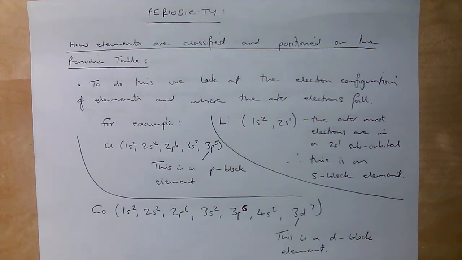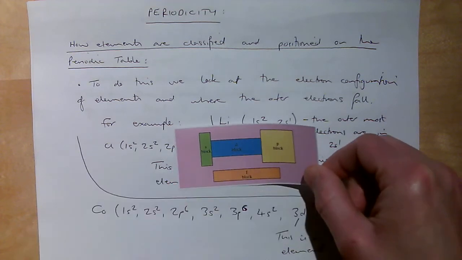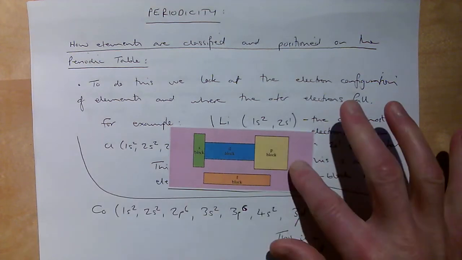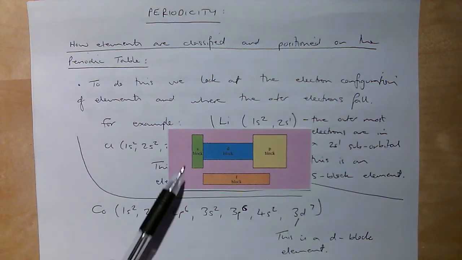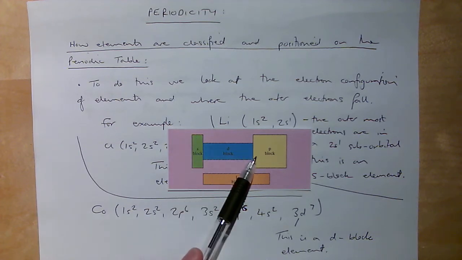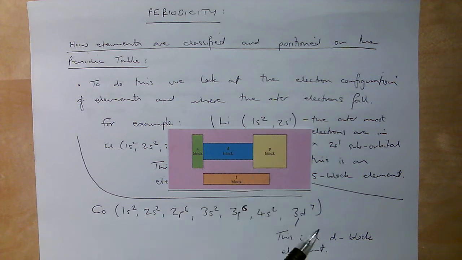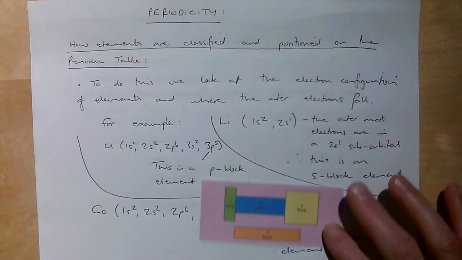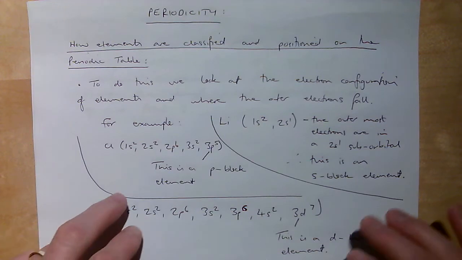And then if I introduce the periodic table here like this, you can see that all the elements that lie in this part of the periodic table are s block, these are my d block, and these are my p block. And we don't need to worry too much about the f block elements at A level.